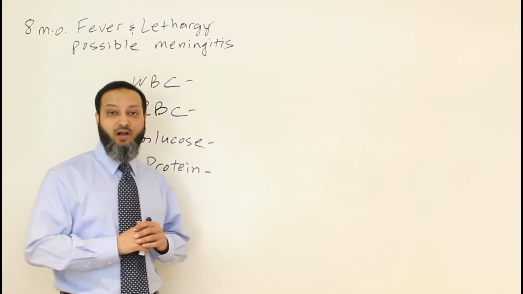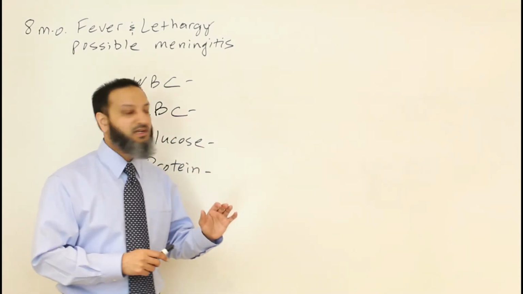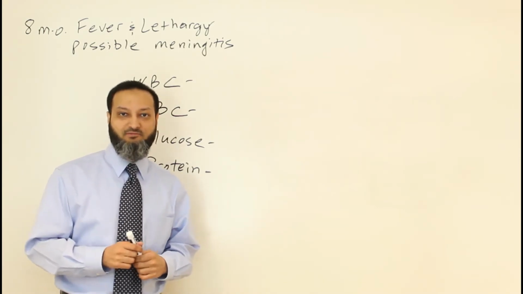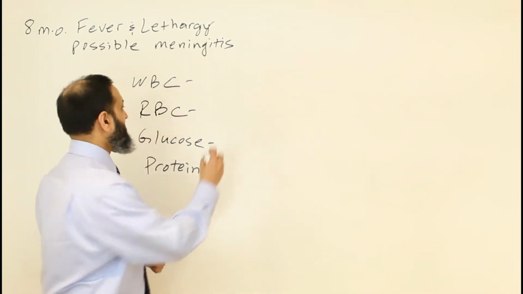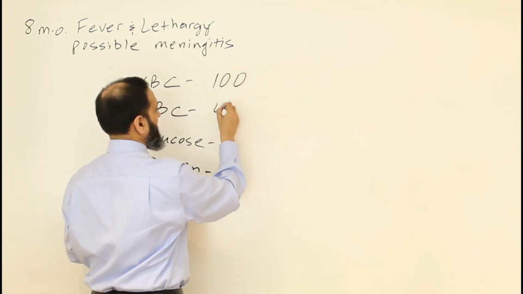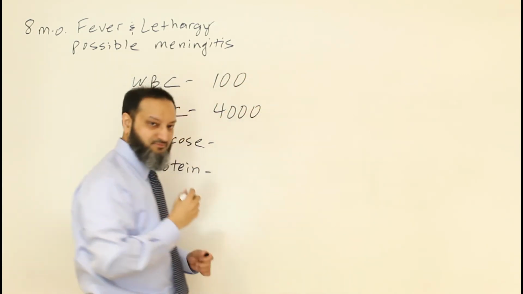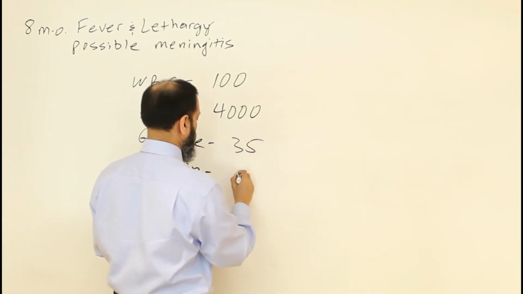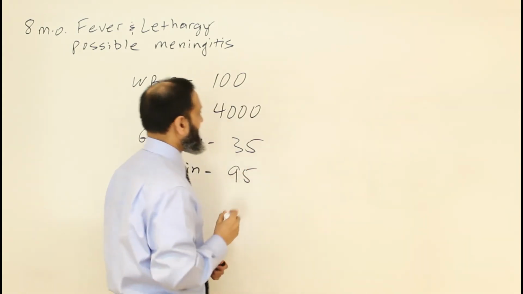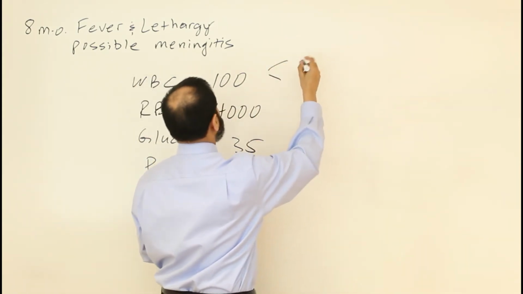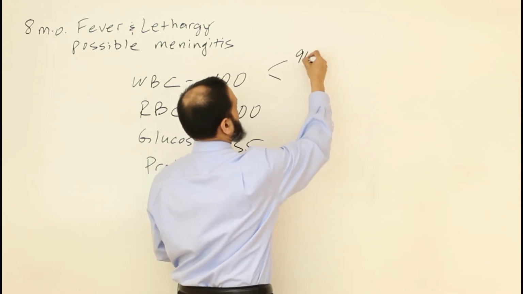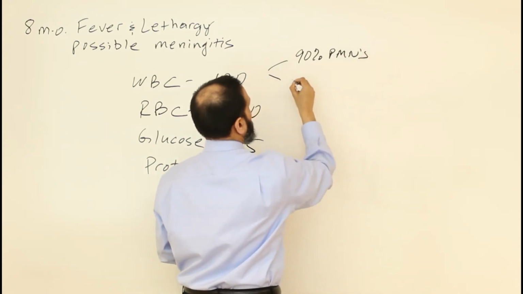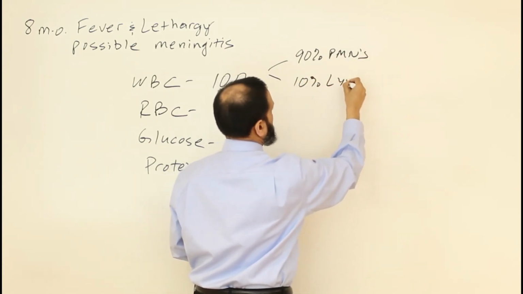Okay, so now I want to move on to another example, right? So let's say you do the spinal tap on this 8-month-old with fever and lethargy, possible meningitis, and the numbers come back with 100 white cells. Now the red cells are only 4,000, so you've gotten better at the tap, so it's not as traumatic, so that's good. Glucose is still low at 35, and protein is still high at 95. And now the lab also tells you that of the white cells, 90% are neutrophils, and 10% are lymphocytes.